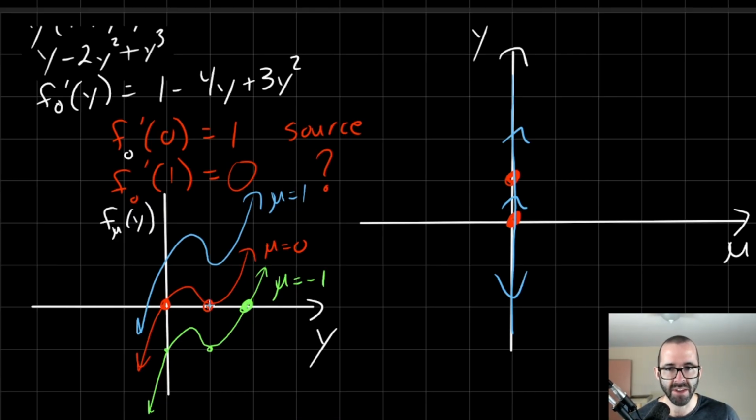Here, at mu equals 0, there are two equilibria. Here is that questionable one, the slope f prime is 0, but here the slope is positive, we know that's a source too. And then here there's only one equilibrium again. So there's going to be potentially multiple bifurcations.